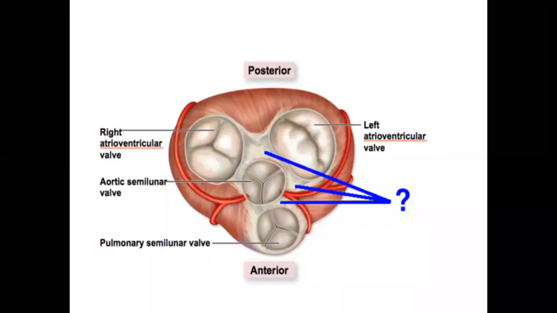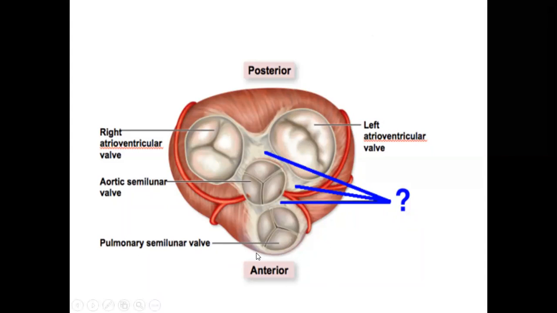Okay. So around these openings, that is the orifices, there are fibrous rings. Okay, around the atrioventricular valves, both right and left, as well as the semilunar valves. Here, these are the semilunar valves around the aortic and the pulmonary openings, so that is also guarded from around by fibrous rings. These fibrous rings are interconnected with each other.